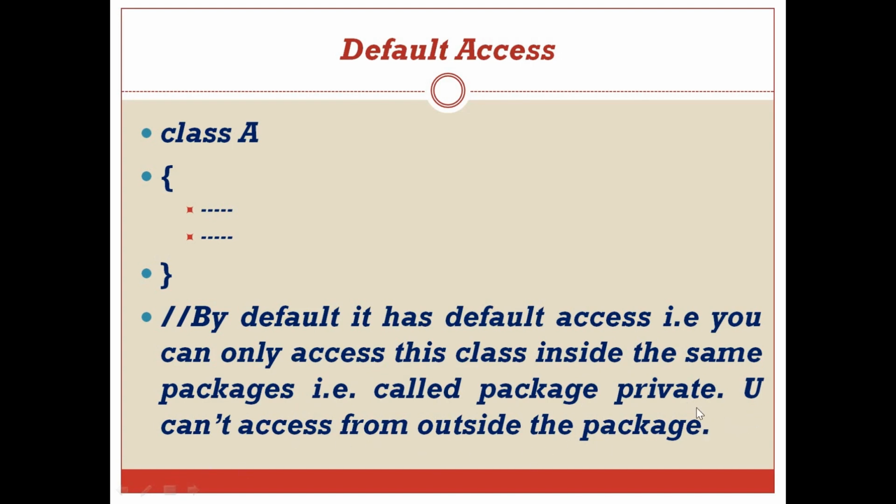Okay, so by default in a class, if we have not mentioned anything, that is called default access. So we can access this class only inside the package. So it can also be called package private. So we cannot access this class from outside the package. So with default access, this class cannot be accessed from outside the package. So this is default access.